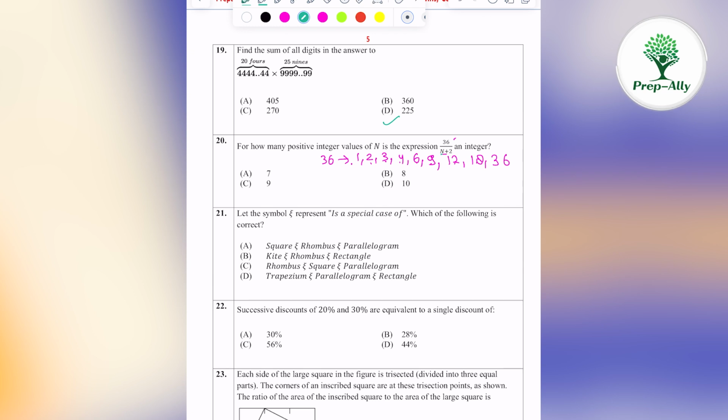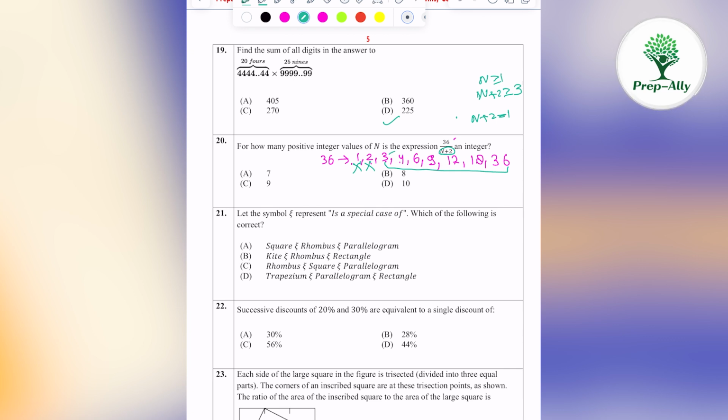But here we have to find n plus 2. So 1 we can't write, because here we took n as a natural number. So n plus 2 equal to 1, you are getting n equal to minus 1. So 1 and 2 are not possible. So basically n is greater than or equal to 1. So n plus 2 must be greater than or equal to 3. So that's why we start from 3 up to 36. So if you take any value for n plus 2 as 3, 4, 6, 9, 12, 18 or 36, then you are getting this as an integer.